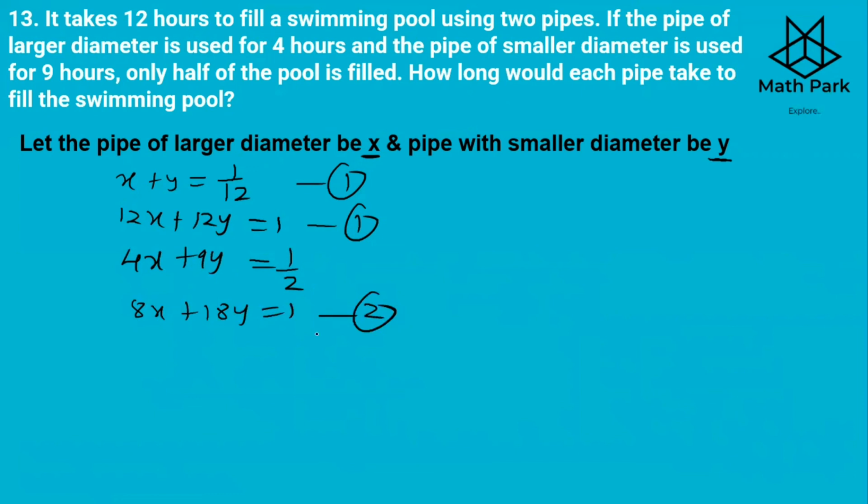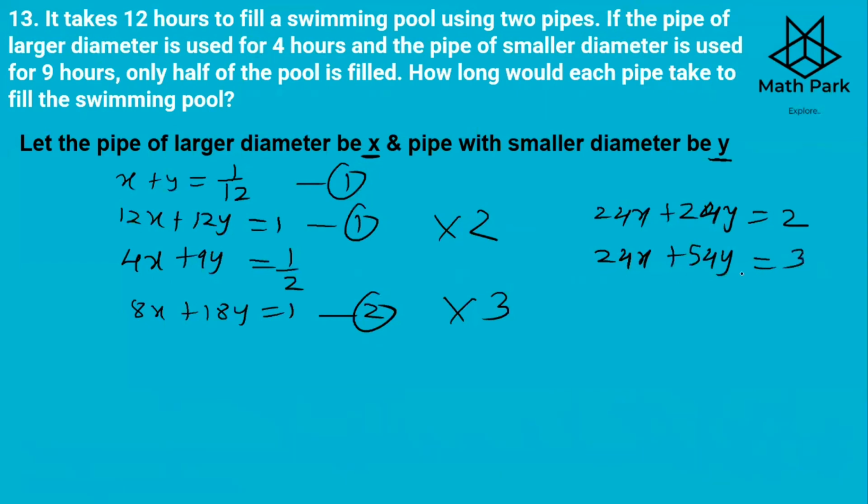So solve these equations. We can have the LCM of 12 and 8, which is 24. Okay, so 12 2s are 24 and 8 3s are 24. So we multiply equation 1 by 2 and equation 2 by 3. So 12 into 2 we get 24x. 12 into 2 again we get 24y is equal to 1 into 2 is 2. 3 8s are 24x. 18 3s are 54y is equal to 1 into 3 is 3.